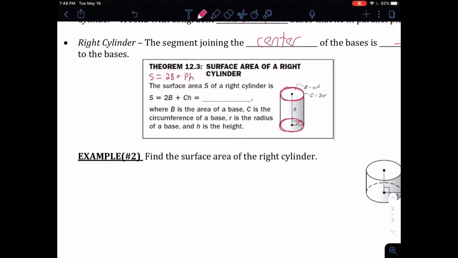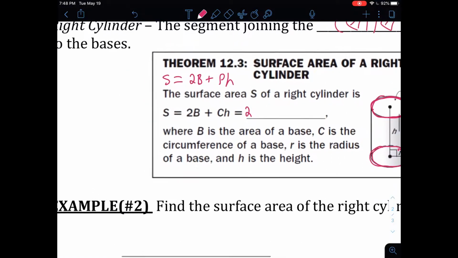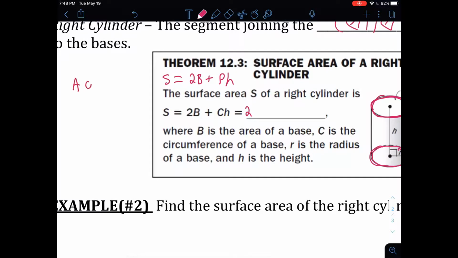So it's still the area of the base, which is a circle, and the circumference of the base, which is also a circle. Now, what is the formula for the area of a circle? Pi r squared, right? And the circumference of a circle equals 2 pi r, right?